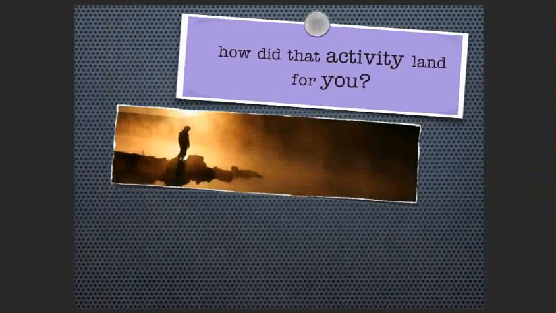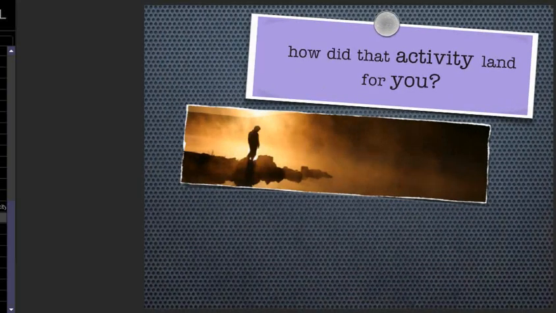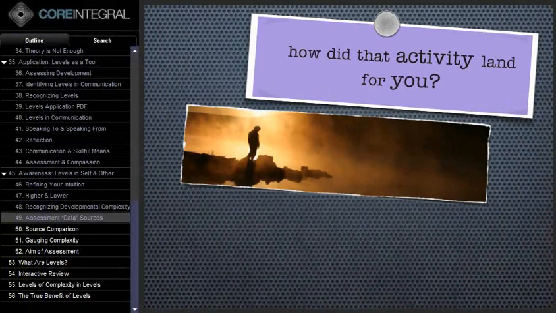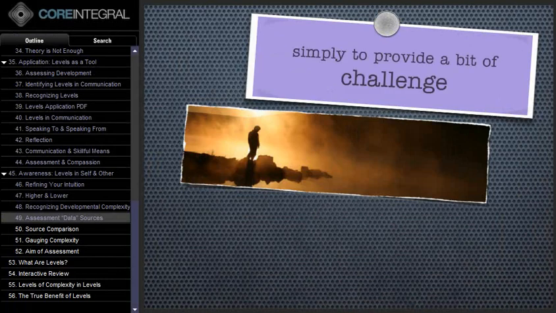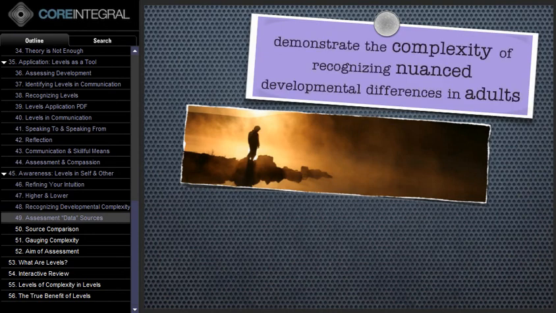In reflection, how did that activity land for you? A bit easier at the start than towards the end, huh? That was intentional and done for a few reasons. First, simply to provide a bit of a challenge. And second, to demonstrate the complexity of recognizing nuanced developmental differences in adults.